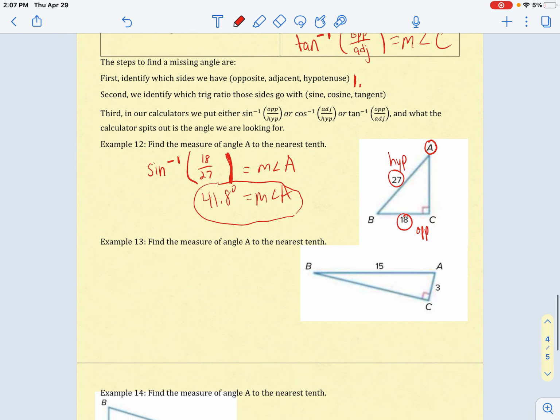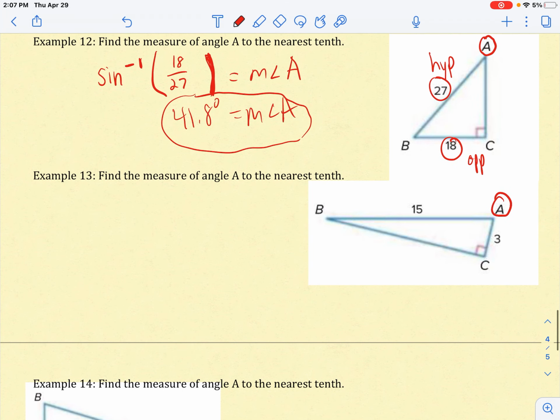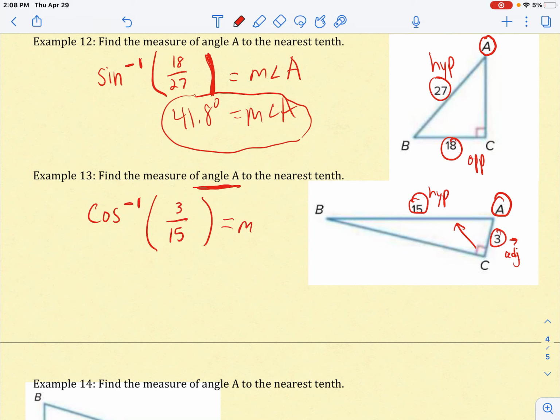Okay. All right, let's try another one. So 13, find the measure of angle A to the nearest tenth. Again, we're going to find the measure of angle A. In relation to angle A, we have 3, which is the adjacent side, and 15, which is the hypotenuse. Remember, it's across from the right angle. Since we're given the adjacent and hypotenuse, we're going to use cosine. But since I want to find an angle, I'm going to use inverse cosine. And again, in the parentheses, instead of the angle, we put the ratio. So the adjacent is 3, 15 is the hypotenuse, and that will spit us out the measure of angle A, which is what we want.